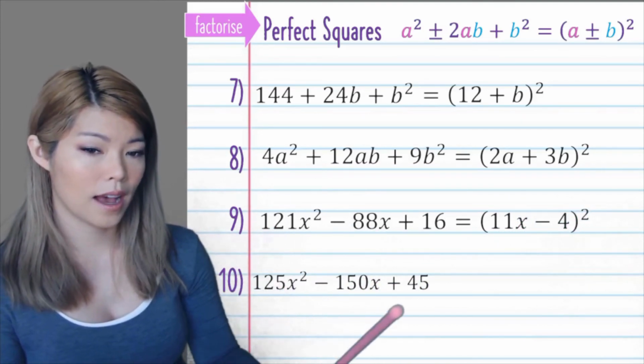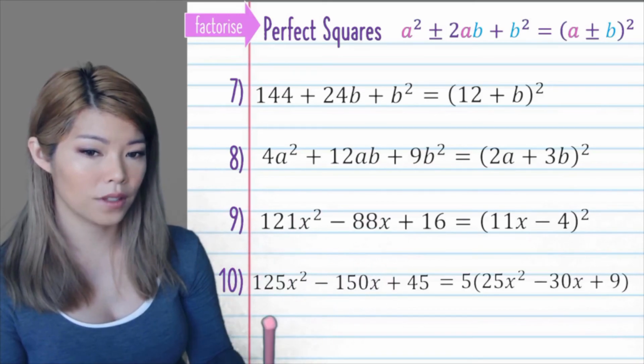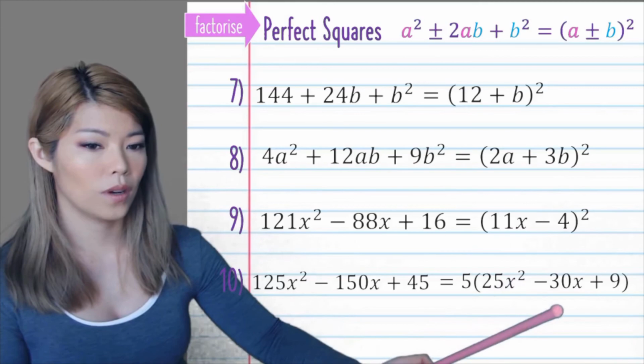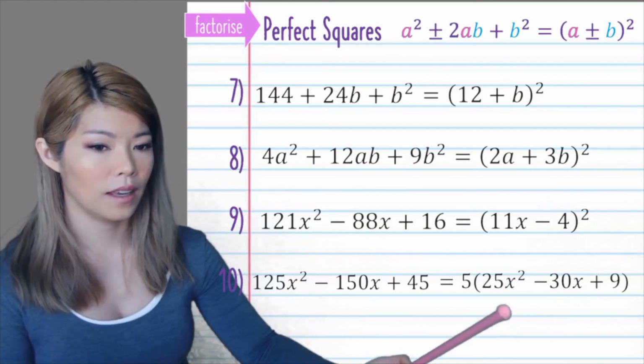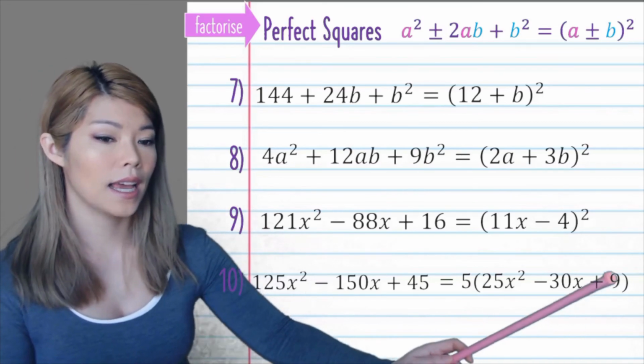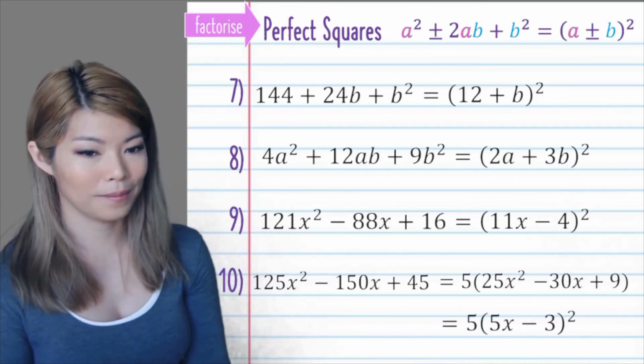This one has a highest common factor, and that is 5. So you take the 5 out of that first. So you get 25x squared minus 30x plus 9. And then we notice the square root of 25x squared is 5x, and the square root of 9 is 3.